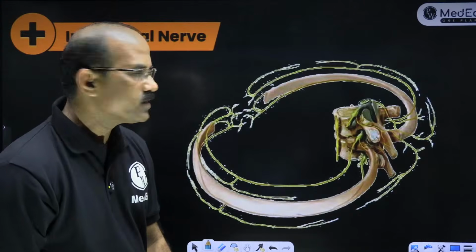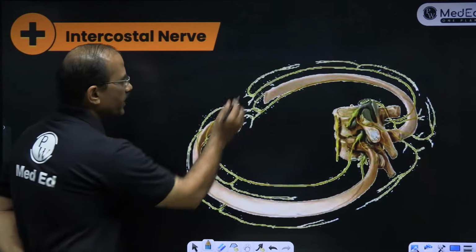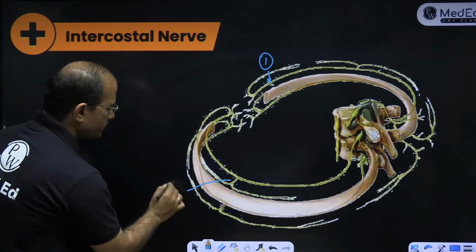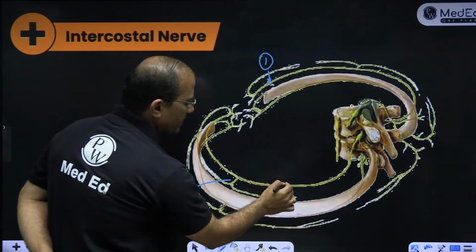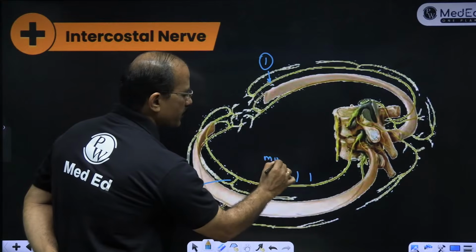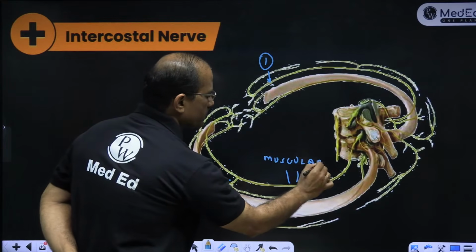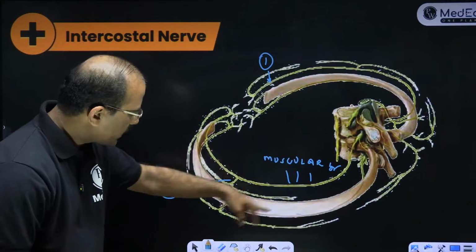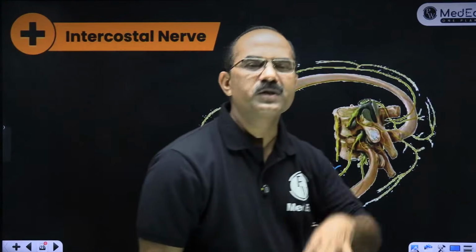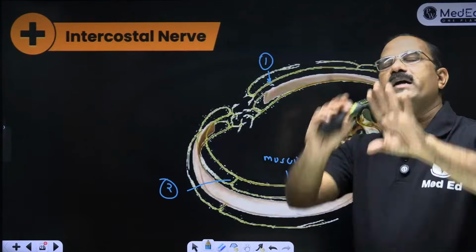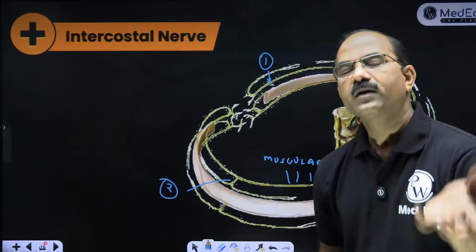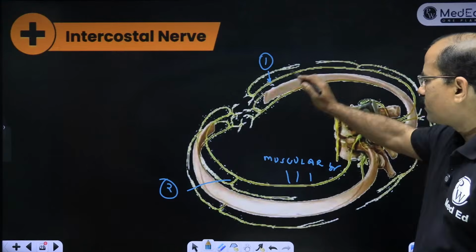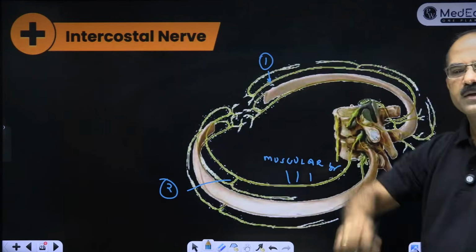Branches. Number 1. What is this branch? Can anyone tell me? This is number 1. This is number 2. And then it gives branches here. These are muscular branches. So what is number 1 and what is number 2? Intercostal nerve is the ventral ramus of a thoracic spinal nerve. It runs in the intercostal space. इसके branches क्या होते हैं? Number 1 are the muscular branches. Number 2, what is this and what is this?